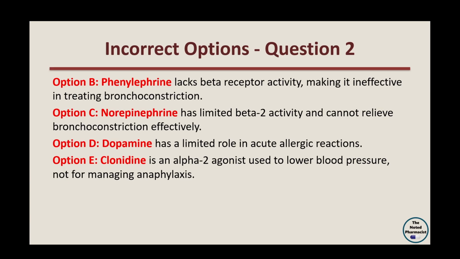Option B is incorrect because phenylephrine lacks beta receptor activity, making it ineffective in treating bronchoconstriction. Option C is incorrect because norepinephrine is primarily an alpha-1 agonist with limited beta-2 activity, so it cannot relieve bronchoconstriction effectively. Option D is incorrect because dopamine has a limited role in acute allergic reactions. Option E is incorrect because clonidine is an alpha-2 agonist used to lower blood pressure, not for managing anaphylaxis.